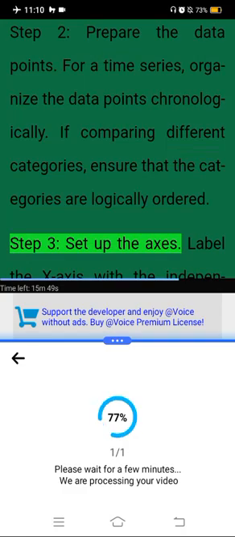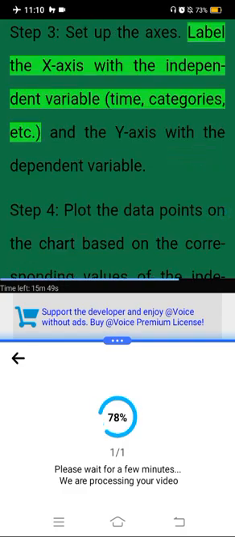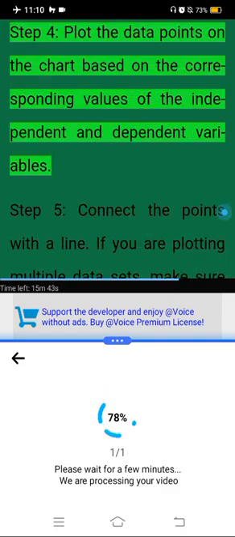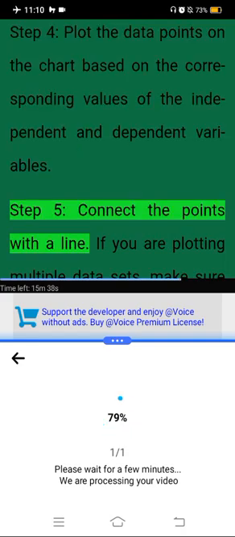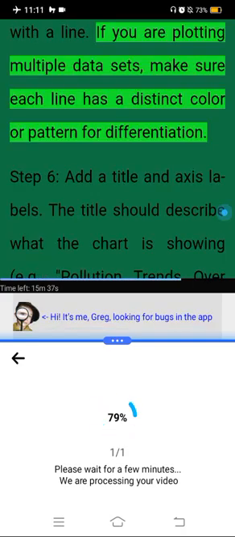Step 3. Set up the axes. Label the x-axis with the independent variable, time, categories, etc., and the y-axis with the dependent variable. Step 4. Plot the data points on the chart based on the corresponding values of the independent and dependent variables. Step 5. Connect the points with a line. If you are plotting multiple data sets, make sure each line has a distinct color or pattern for differentiation.